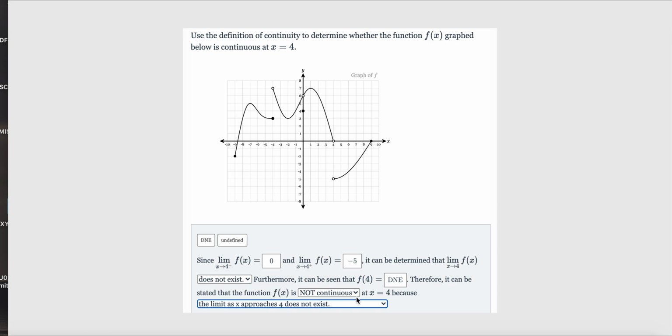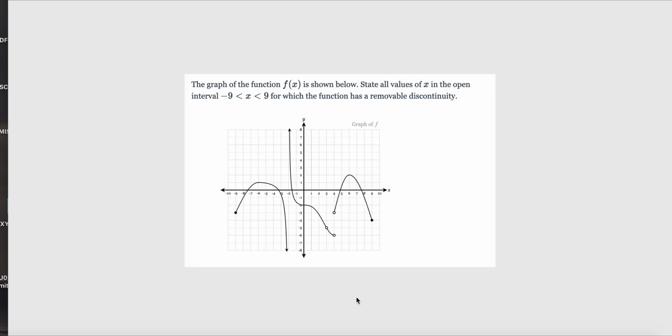Okay, so what they're getting you to do is step by step go through and say, well, what's happening to the left? What's happening to the right? Is it approaching the same value? And does that same value, is that what the function evaluated at it is? So let's look at another one.